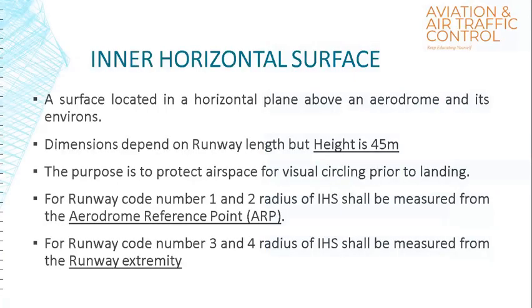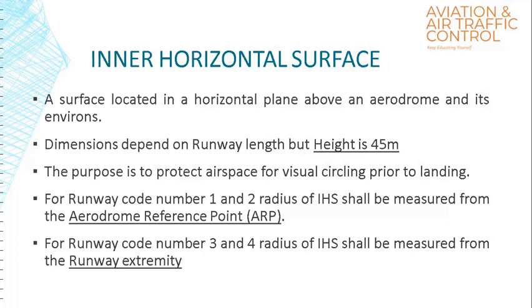It is a surface located in a horizontal plane above an aerodrome and its surroundings. The dimensions of the inner horizontal surface depend on runway length. So these are the technical details. It will depend upon the runway length, but the height is fixed, which is 45 meters. The purpose is to protect airspace for visual circling prior to landing. So the inner horizontal surface is very important to protect the airspace for visual circling.